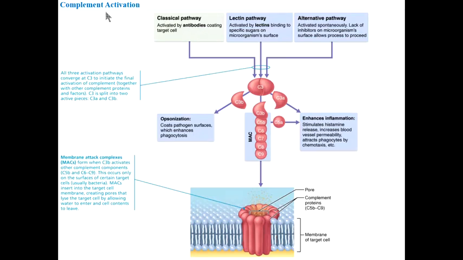So when complement becomes activated by any of these three ways, these inactive complement proteins in the blood will become active. And when they're active, just real simply, they'll either perform opsonization, which we've already covered. It's coating the pathogen surfaces, which enhances phagocytosis from neutrophils and macrophages, or I should say, they enhance inflammation by stimulating histamine release that increases blood vessel permeability and attracts phagocytes to the area through chemotaxis.